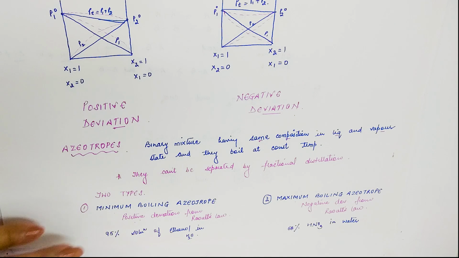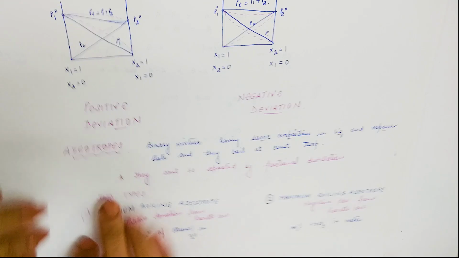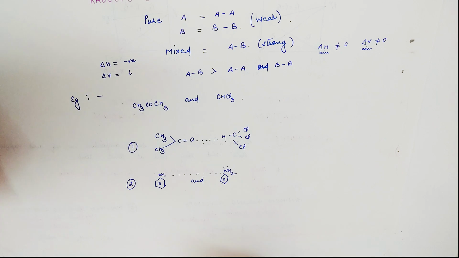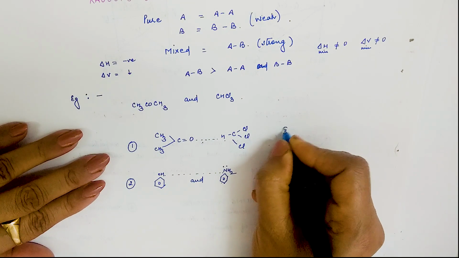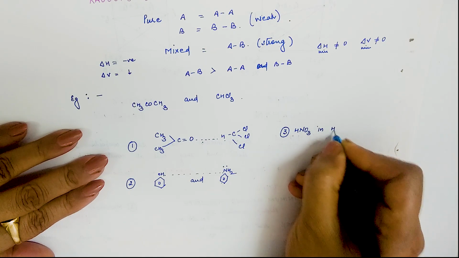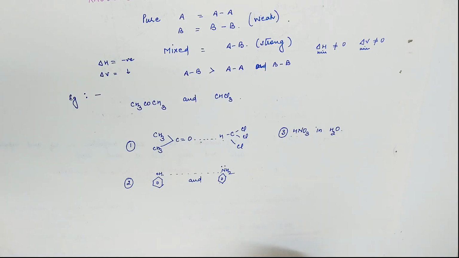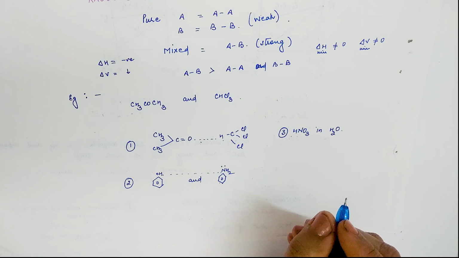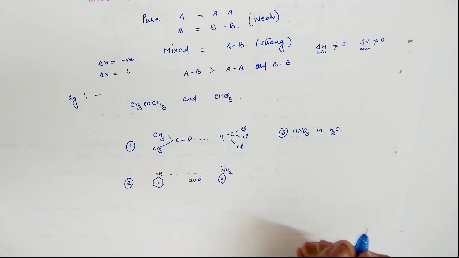Now when I talk about the negative deviation, the two examples I quote here, this is the third example I am taking: HNO3 in water. Now you have read the 11th class, the 5th chapter, states of matter. There you have read about various types of forces: dipole-dipole, dipole-induced dipole, and then you have read about the hydrogen bonding and all. There is one more type of force which is called the ion-dipole force.